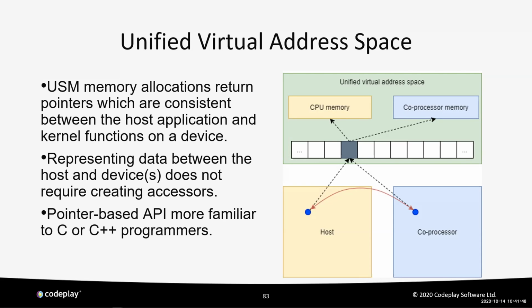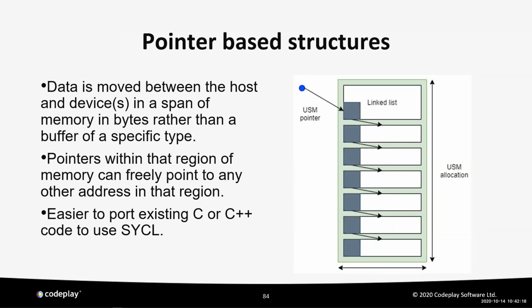Representing the data between the host and the device doesn't require creating accessors, and is essentially a pointer-based API that's more familiar for C or beginning C++ programmers. In this case, you can see that a host memory allocation is accessible by many devices and the host, and that it does not migrate between host and device. Shared allocations are also possible, accessible by at least one device and the host, and that might migrate between host and device. I'll show what that means.